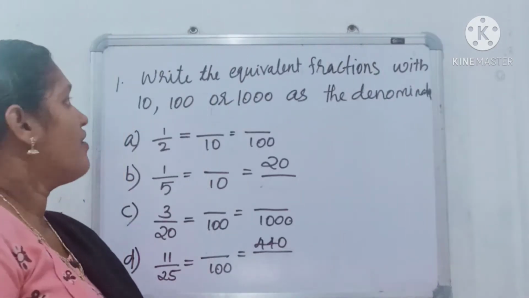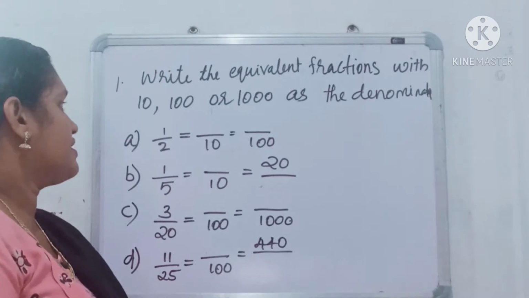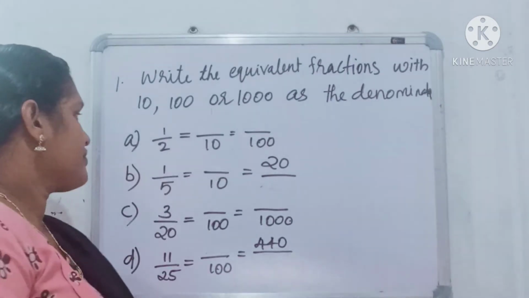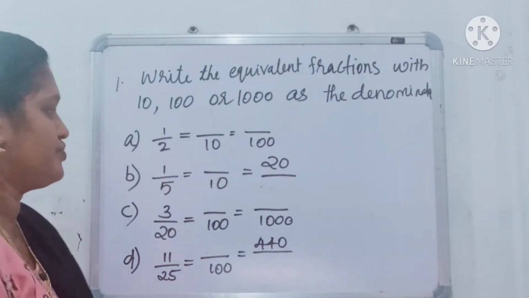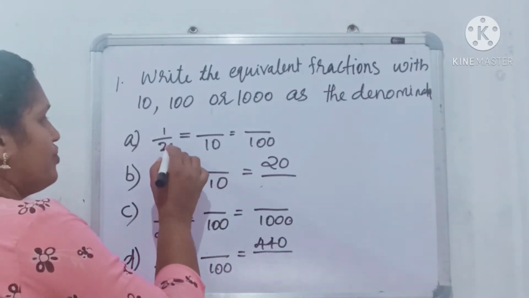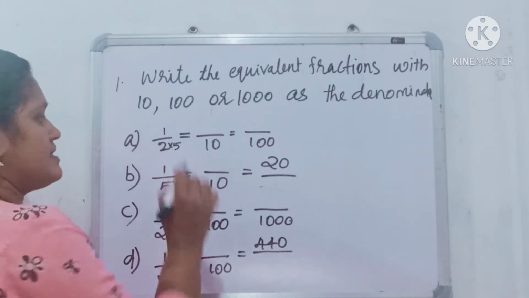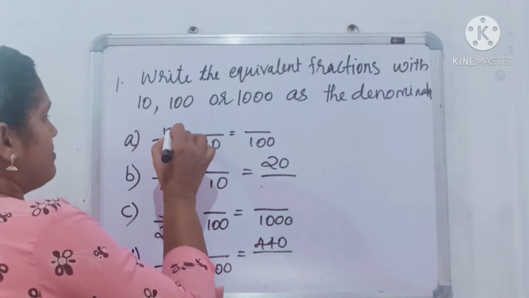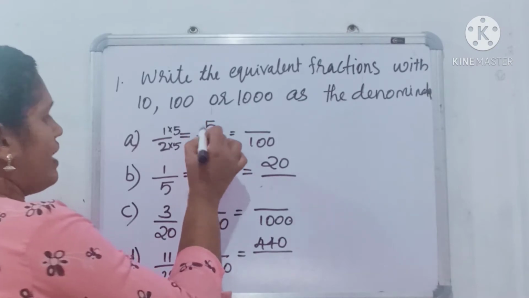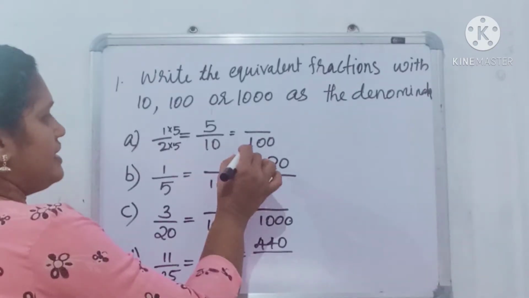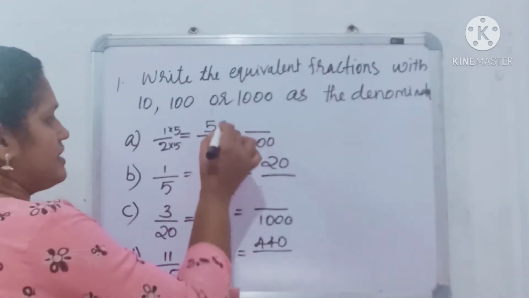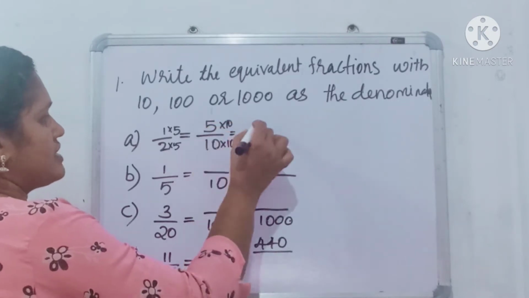Clear? Next, write the equivalent fractions with 10, 100 or 1000 as the denominator. First question, 1 by 2. To get 10 here, what should we multiply by? 2 into 5 equals 10. Here also multiply by 5. So 5 by 10. Then to get 100, what should we multiply by? By 10. 10 tens are 100. Here also by 10. So 5 tens are 50.